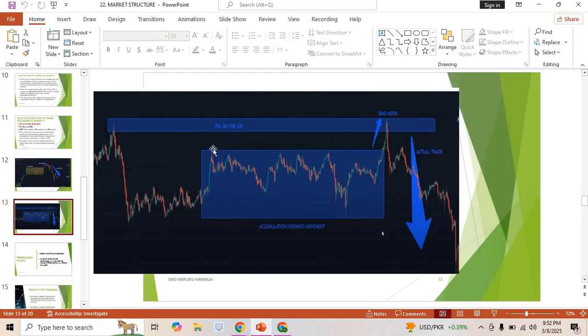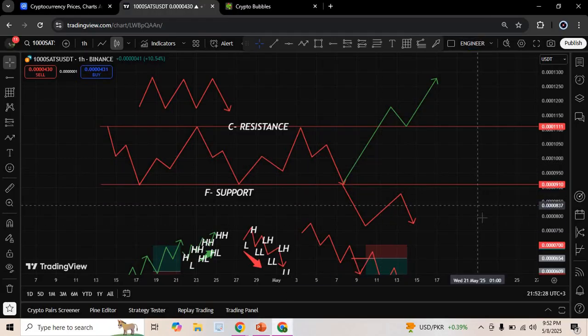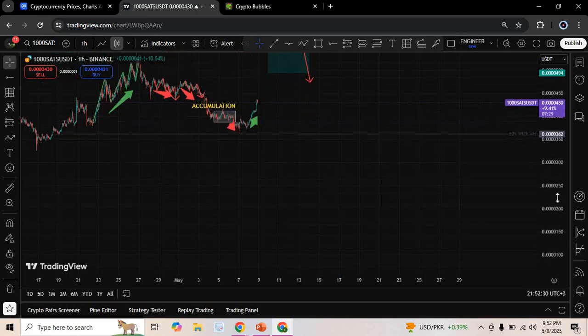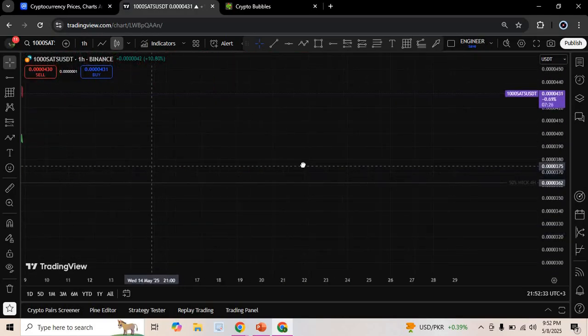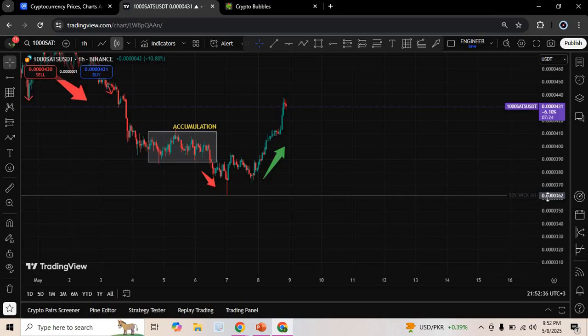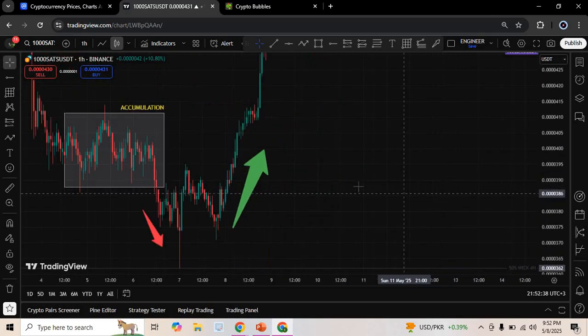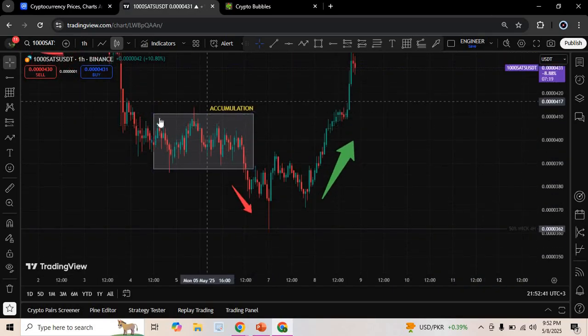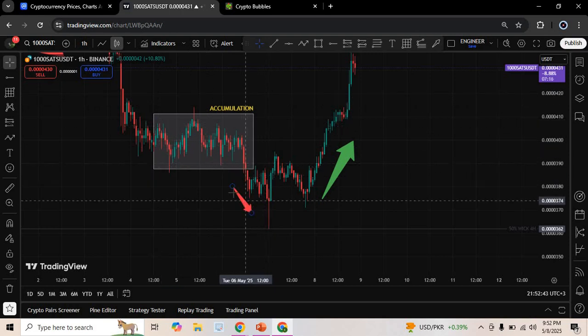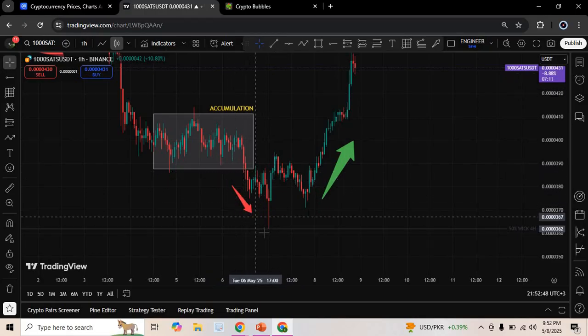Another example right here, we are having a choppy market right here, accumulation. The fake move happens on this point, accumulation, manipulation. The actual trade is a downtrend, distribution. Let's look at this example that I highlighted before. So if I zoom out like this, you'll see that is what happened here. We had an accumulating market. Then we had our fake move, manipulation. I think I should have named this, but anyway, manipulation. Then the distribution is actually an uptrend.